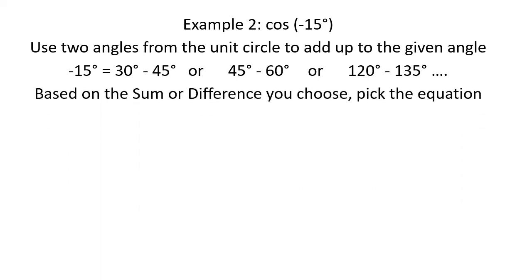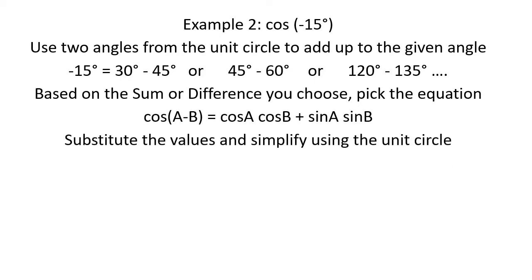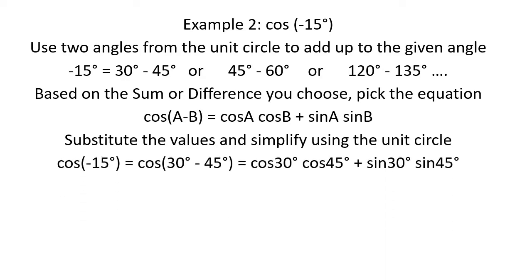So based on the sum or difference you choose, pick the equation. We're obviously picking a difference formula, so I'm going to do cosine of A minus B. So let's substitute the values and simplify using the unit circle. So for this particular problem, I chose to use 30 minus 45. So that's cosine of the first angle, 30, cosine of the second angle, 45, plus sine of the first angle, 30, sine of the second angle, 45.